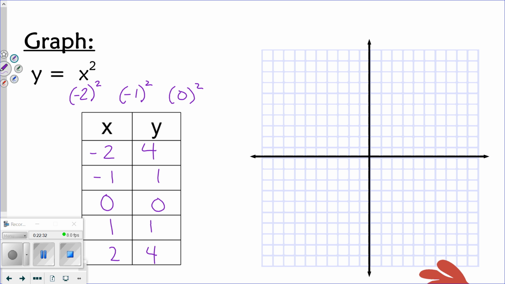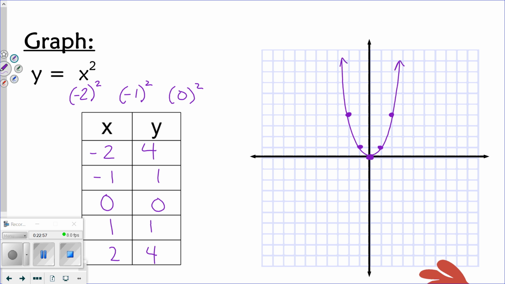So I'm going to go back 2 and then up 4. I have back 1 and up 1. 0, 0. It's right at the origin. 1, 1. And 2, 4. What does that look like? It looks like a U, which is a parabola. Good.